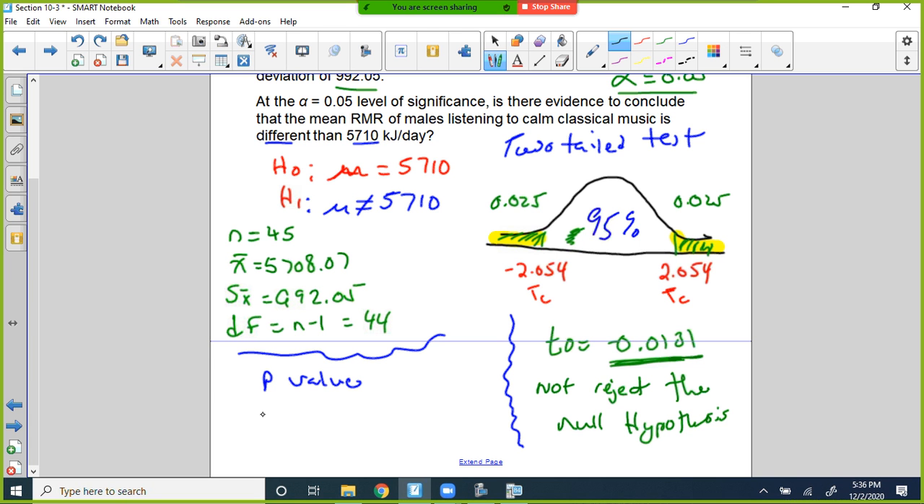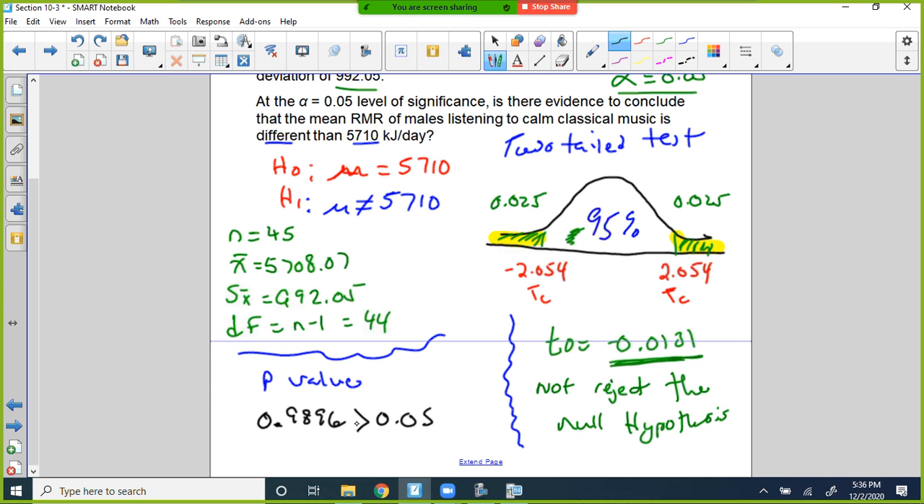So our p-value that our calculator calculated was 0.9896. How does that compare to a 0.05, right? It's much greater, right? So if the p-value is greater than alpha, then we will not reject the null hypothesis, okay? If it's less than, then we would reject it, okay? Do you see there's two ways to determine whether you reject it or not?